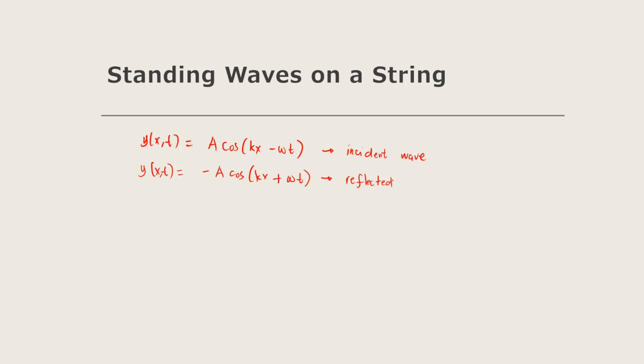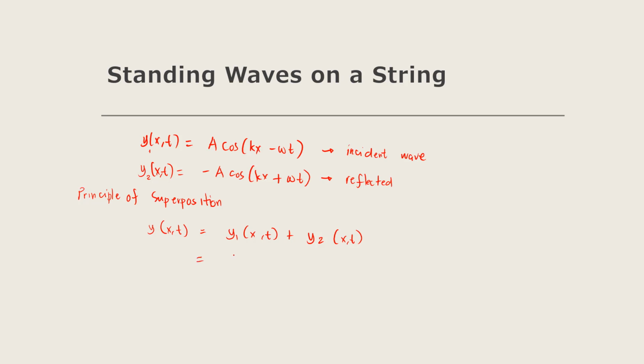Now if these two waves interfere, they will form a standing wave pattern. Note that the change of sign corresponds to a phase shift of 180 degrees or pi radians. These two waves interfere, and the result of their superposition is the sum of their wave functions. According to the principle of superposition, the wave y of x, t, where we call the first wave y sub 1 and this one y sub 2, is just equal to y sub 1 plus y sub 2, or simply the algebraic sum of the individual waves.